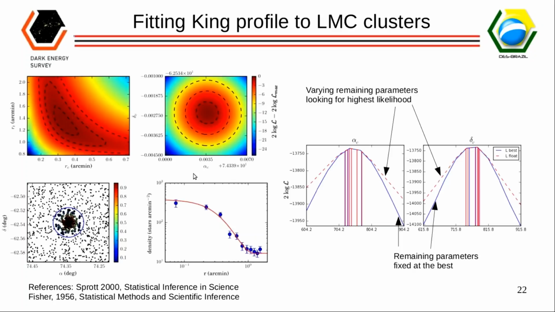The top panels in the figure on the left show the likelihood for core and tidal radius and for the cluster center. On the right, we use a profile analysis technique, letting the likelihood float instead of fixing the remaining parameters at the best value. For 1, 2, or even 3 sigmas, the differences between the two methods are very small.